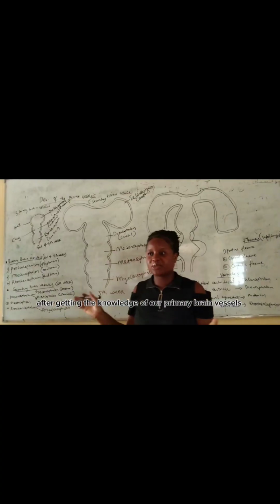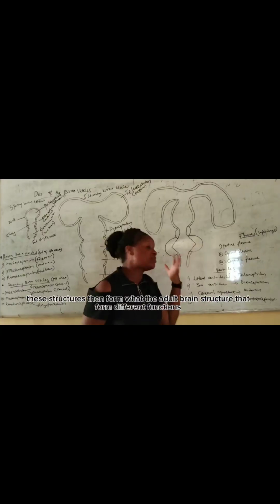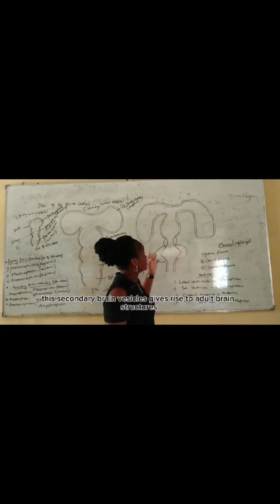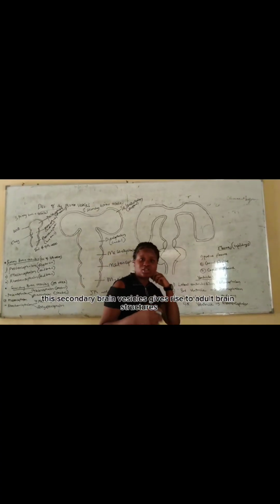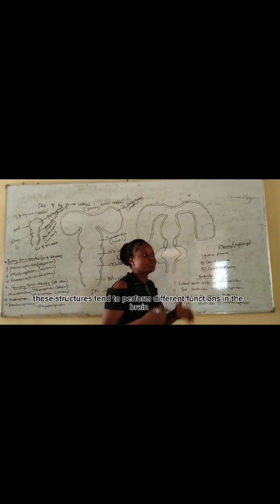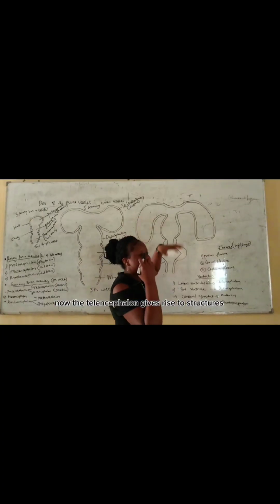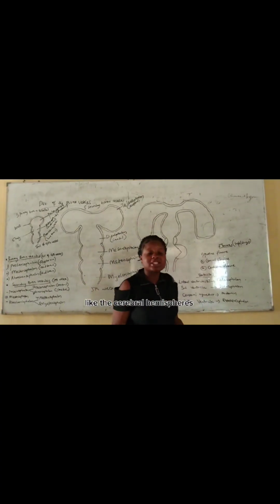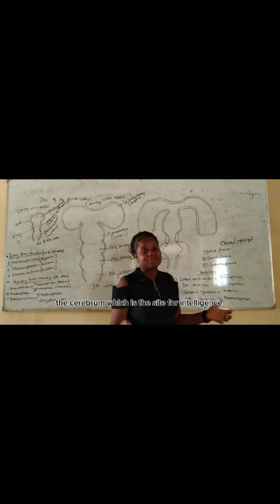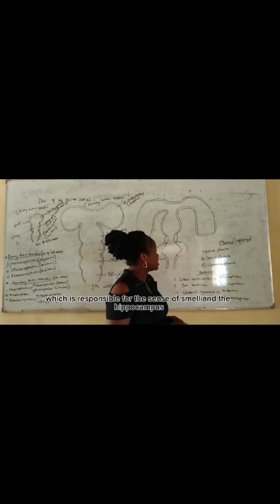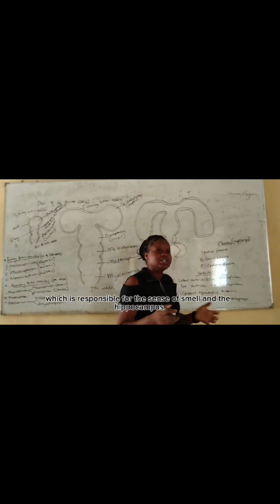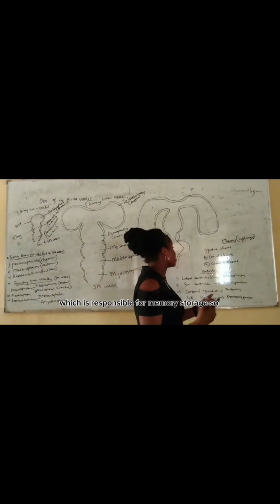Okay, now after getting the knowledge of our primary brain vesicles and secondary brain vesicles, these structures then form what? The adult brain structures that perform different functions. The secondary brain vesicles give rise to adult brain structures, and these structures perform different functions in the brain. Now, the Telencephalon gives rise to structures like the cerebral hemispheres, the cerebrum, which is the site for intelligence, the olfactory lobe, which is responsible for the sense of smell, and the hippocampus, which is responsible for memory storage.